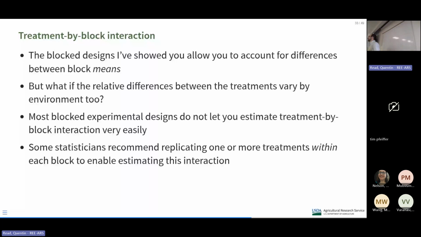If it's possible, you can estimate that interaction better if you replicate one or more of your treatments within blocks. So a randomized block design that has more than one rep of one or more of the treatments within each block can give you more power to estimate that interaction. If you think it may be substantial, that is something to consider doing in your experimental design.